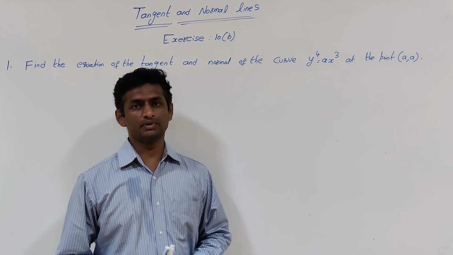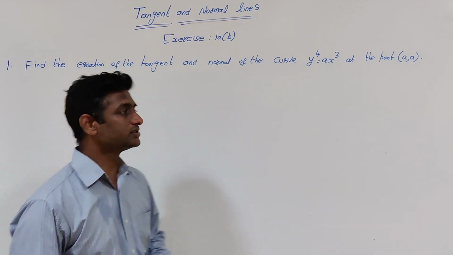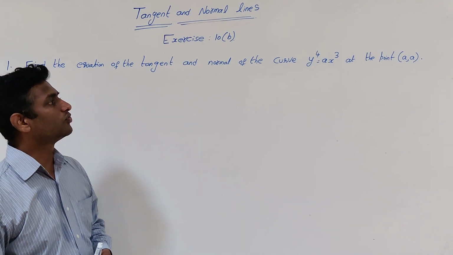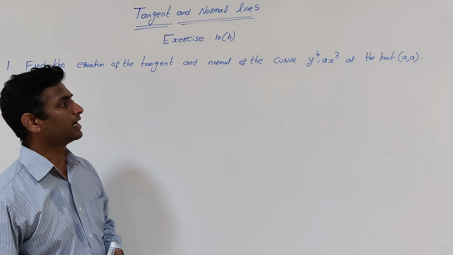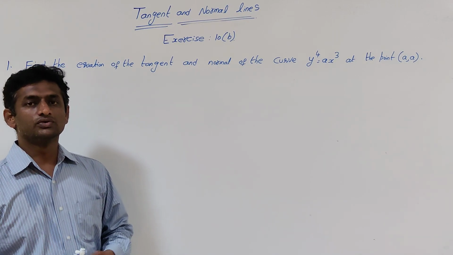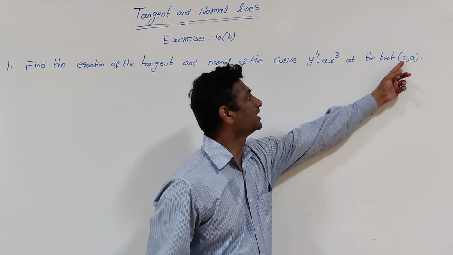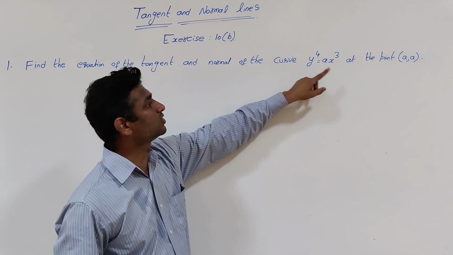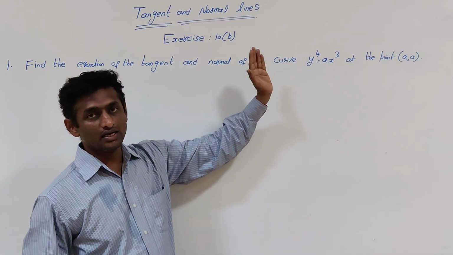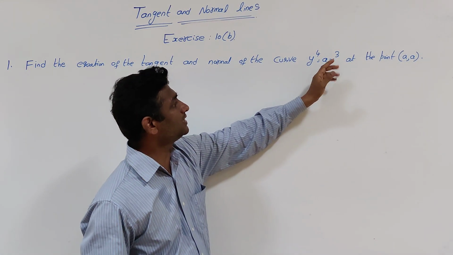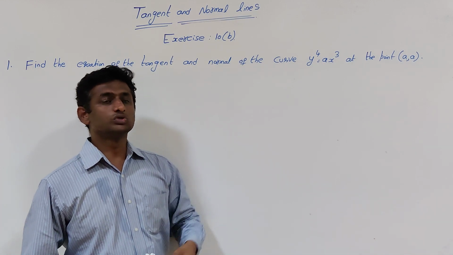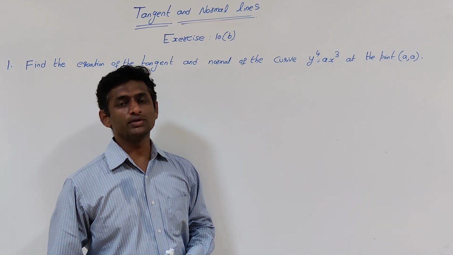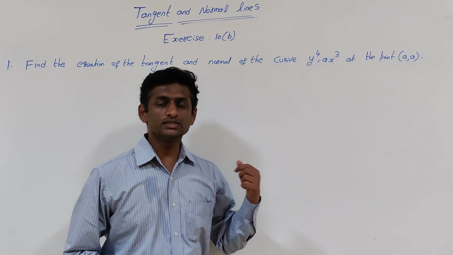Part 1b. Coming to the first question: find the equation of the tangent and normal of the curve y to the power 4 is equal to ax cube at the point a comma a. First check whether the point x is equal to a, y is equal to a lies on the curve or not. If we substitute, y to the power 4 is a to the power 4 on the left hand side, and on the right hand side it is a into a cube, a to the power 4. So the point a comma a is a point on the curve y to the power 4 is equal to ax cube.